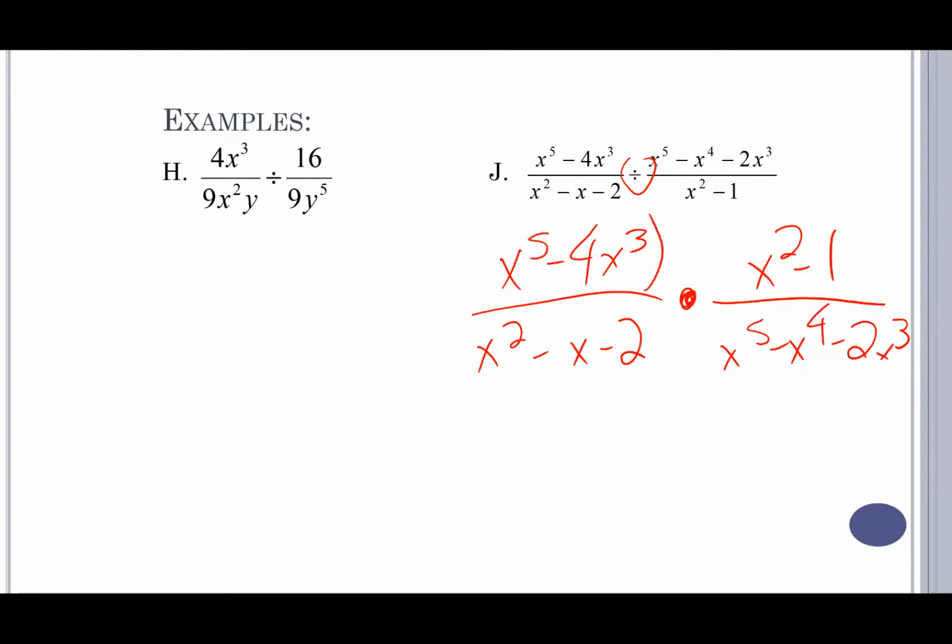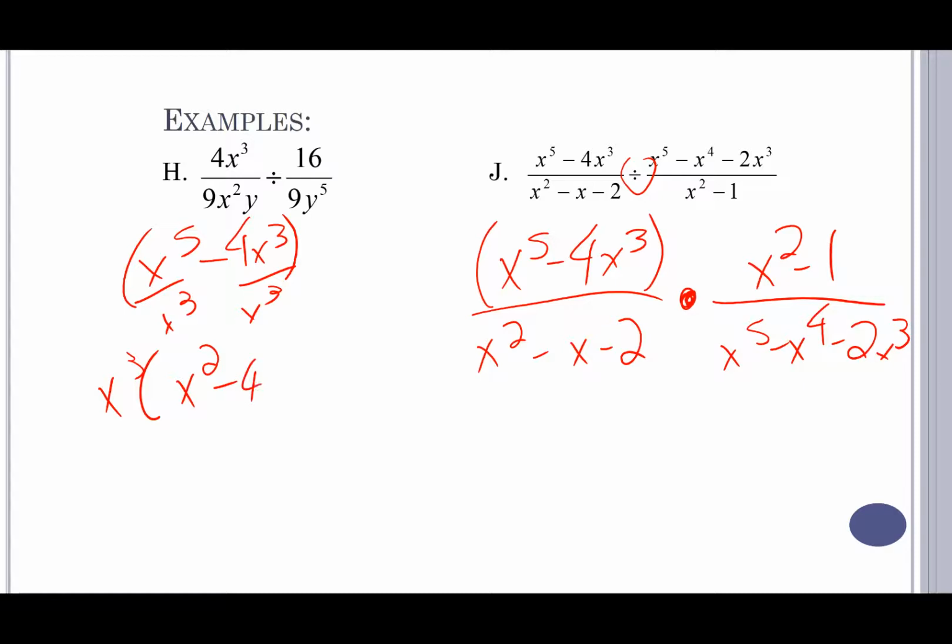So let's factor this top left one first. This just has a GCF in it, x to the fifth minus 4x to the third. Both of these terms have an x to the third in common, so I'm going to factor x to the third out. That'll leave me with an x squared minus 4. Now notice, though, x squared minus 4 is still factorable, right? That's a difference of squares. That turns into (x plus 2)(x minus 2).